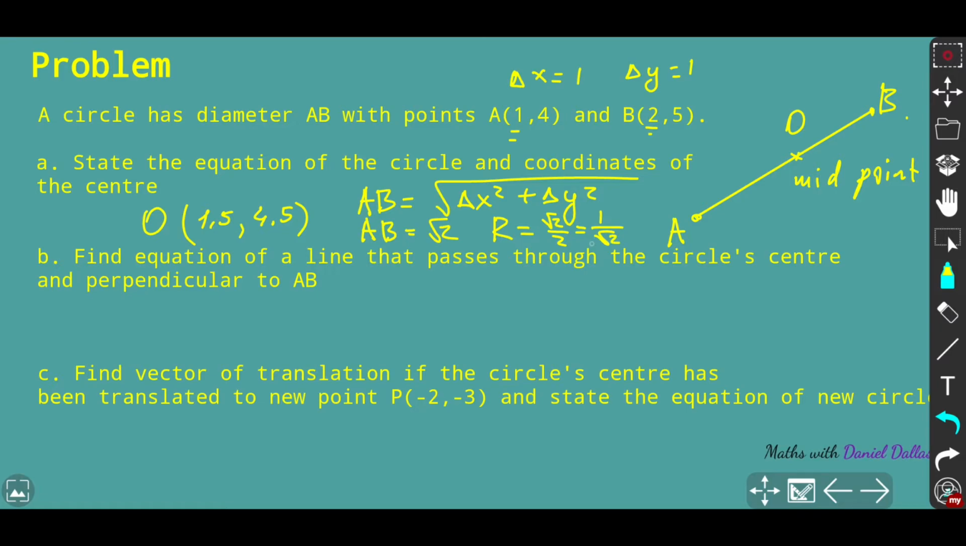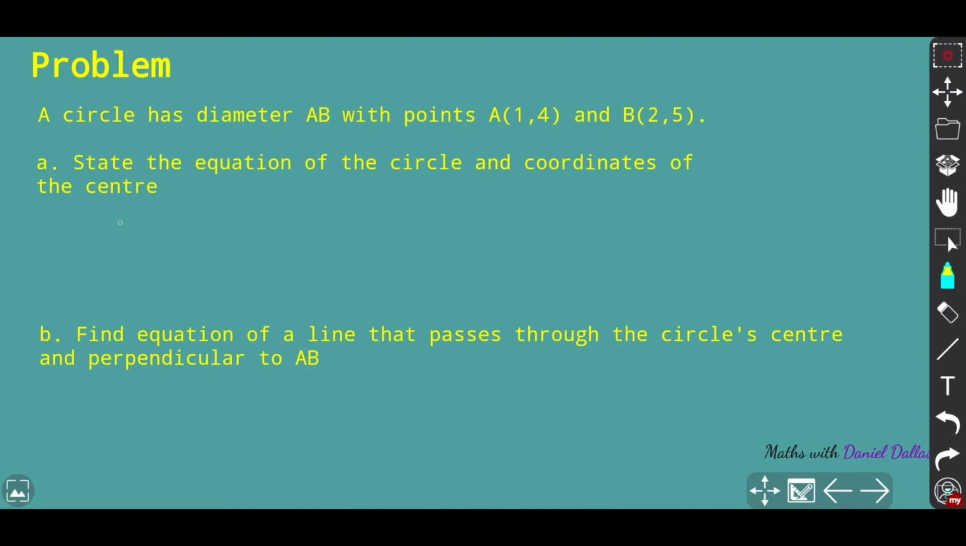And now we have point O as the center and the radius. So right now, I'll just rewrite those things here: the center 1.5 and 4.5, and the radius, which is half of the diameter, 1 over square root of 2. And we're able to set up the equation, to state the equation of the circle. We state the coordinates of the center in our equation.